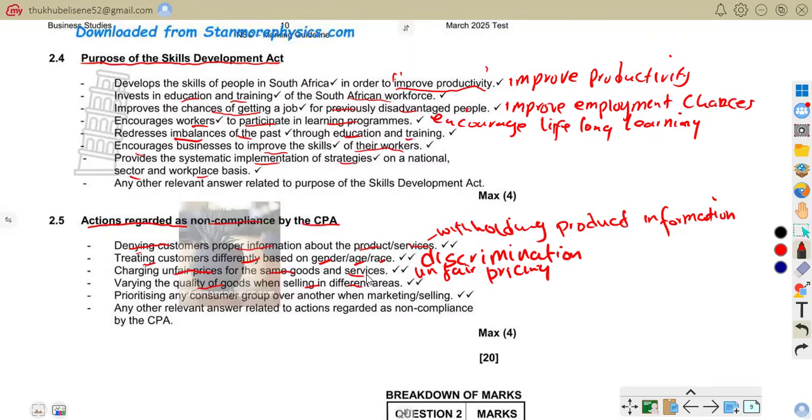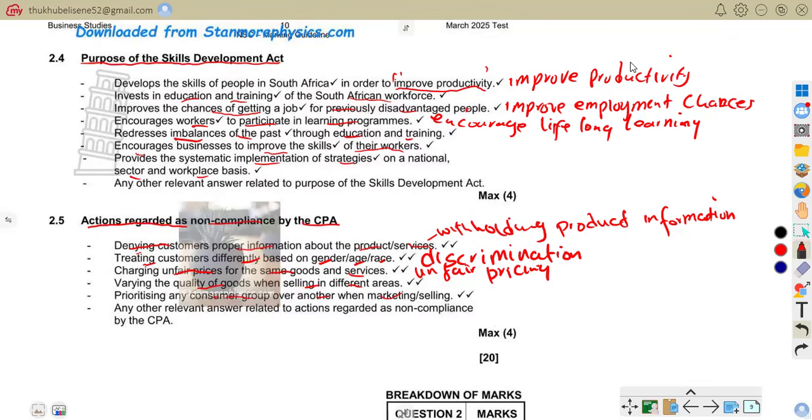So that is different quality in areas. For example, inferior goods in rural areas. You see that is not allowed, but in towns or urban areas, you just take the quality goods. So that is not prioritizing any consumer group over another when marketing or selling. So any other relevant answer related to actions regarded as non-compliance by the act is accepted.